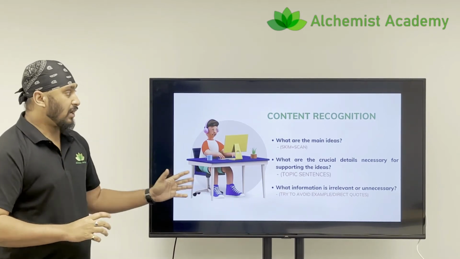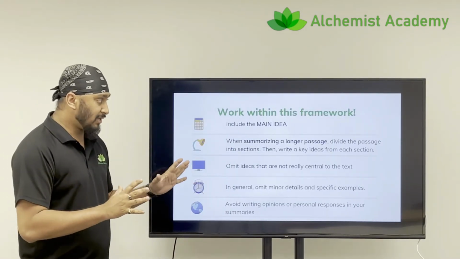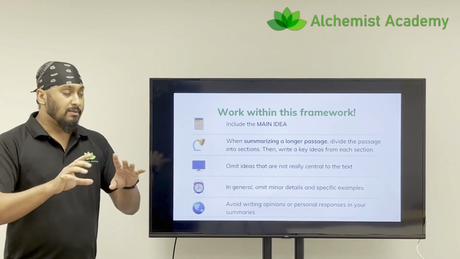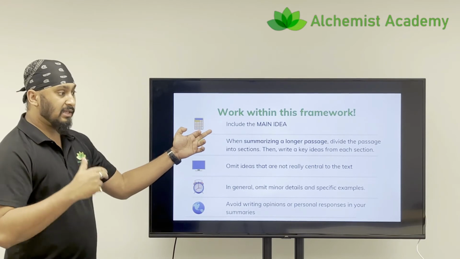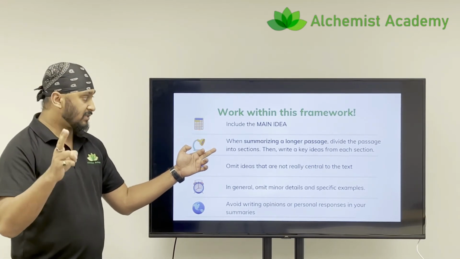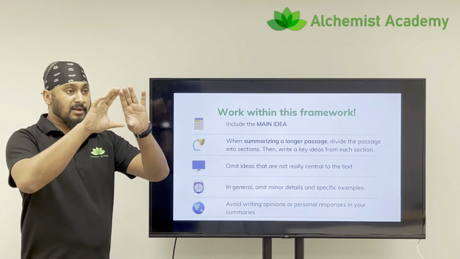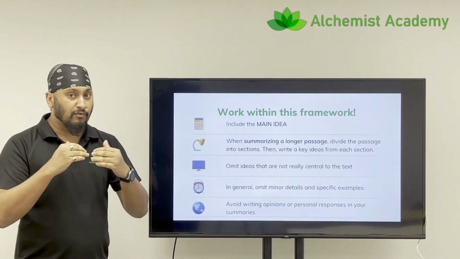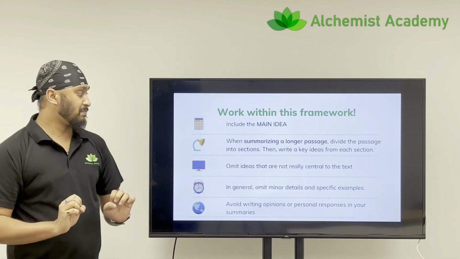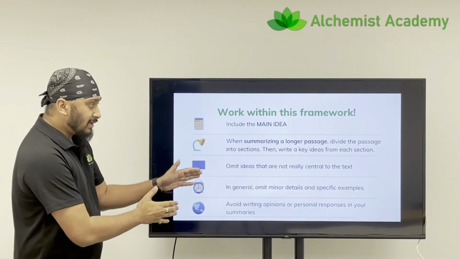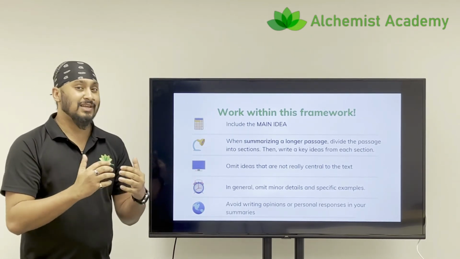If you go forward, I just want you to remember a couple of things. Whenever you're doing a summary, try to work within the framework. The framework is simple. Include the main idea. That means identify the main idea. The second thing is, when you summarize passages that are really long or have got multiple paragraphs in them, try to extract the key idea from each paragraph. Okay? Omit ideas that are not really central to the text.